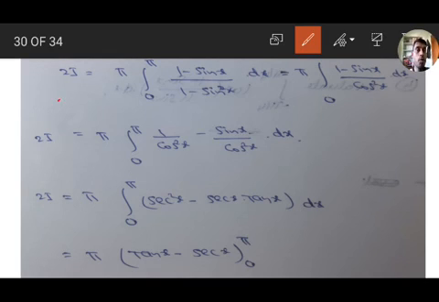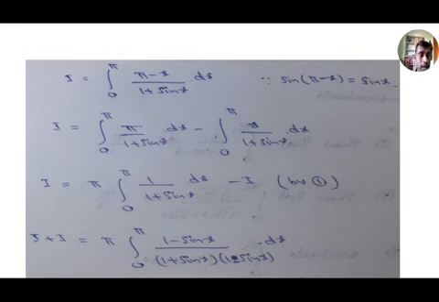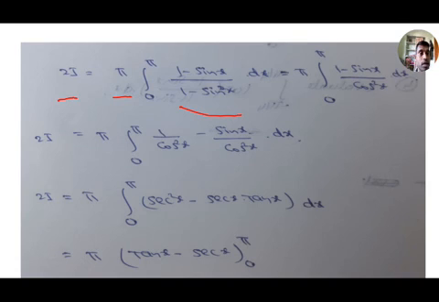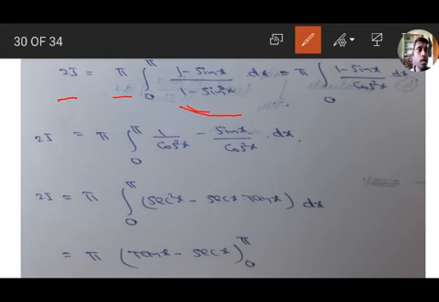So 2I equals pi times the integral from 0 to pi of (1 minus sin x) by (1 minus sin² x), because it is (a plus b) into (a minus b), which is a² minus b². Here a equals 1, b equals sin x, so a² means 1 and b² means sin² x. So 1 minus sin² x equals cos² x.